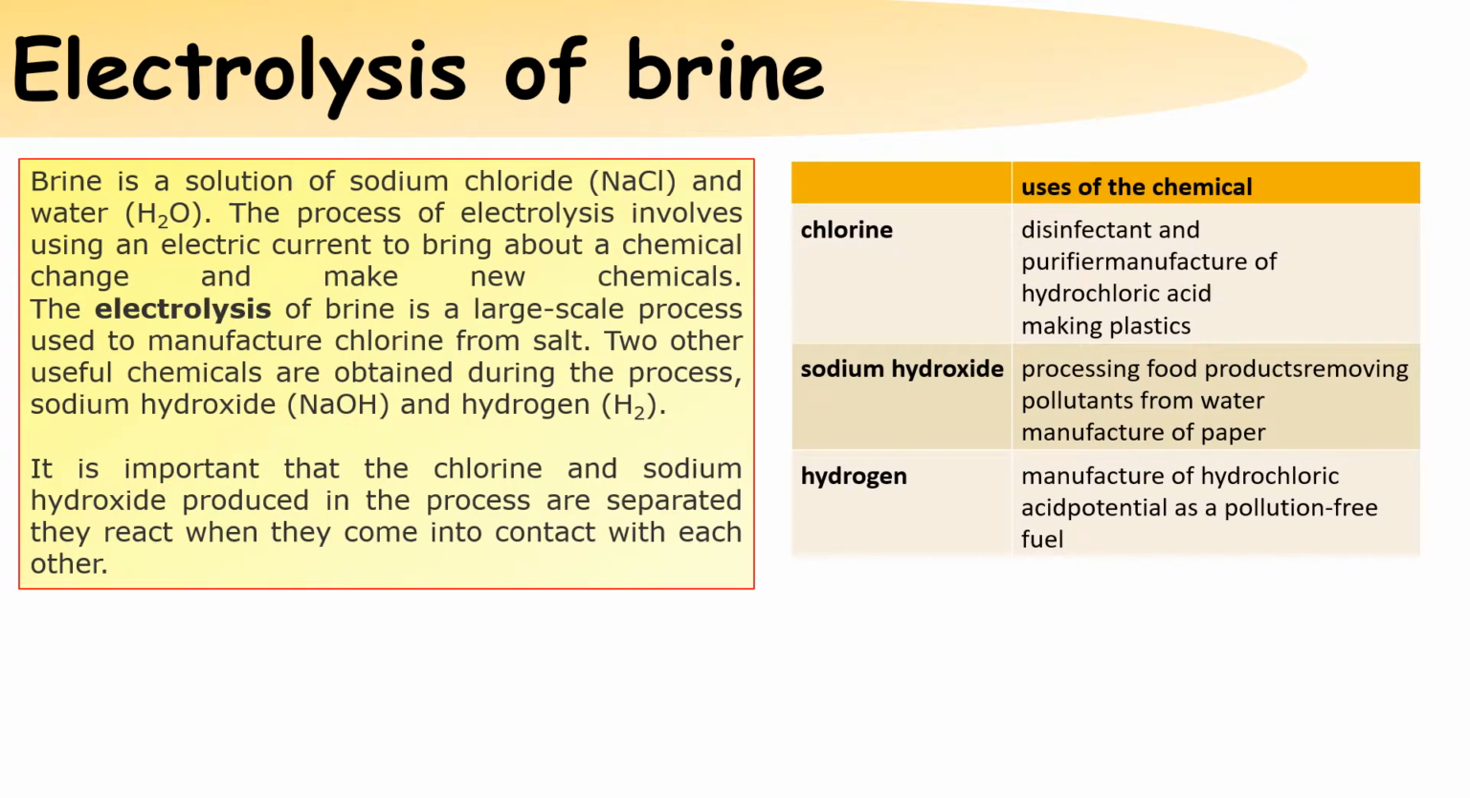The chlorine that we make by this process can be used in disinfectants, in plastics, and in the manufacture of hydrochloric acid. The sodium hydroxide that we make during this process can be used in purifying wood or manufacturing paper. The hydrogen that is made can be used as a potential pollutant-free fuel source.